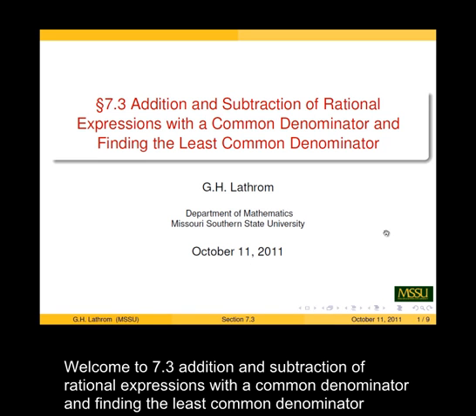Welcome to section 7.3, Addition and Subtraction of Rational Expressions with a Common Denominator and Finding the Least Common Denominator.